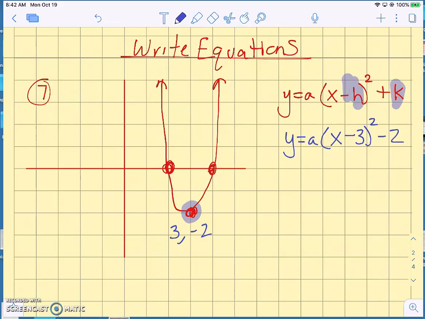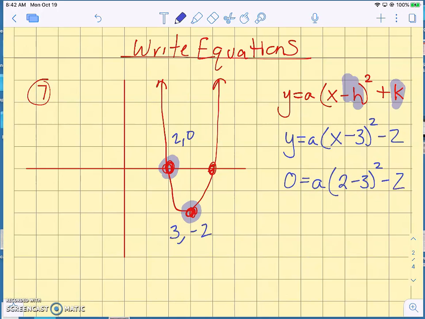But we have to find that a value. And we can do that by using one of these other coordinates and plugging it in for x and y. So that's the coordinate 2, 0. So let's plug that into our y and our x. So y is 0 equals a(2 minus 3) squared minus 2.